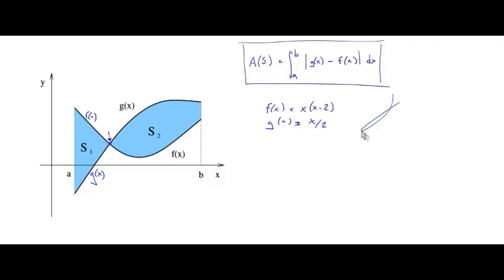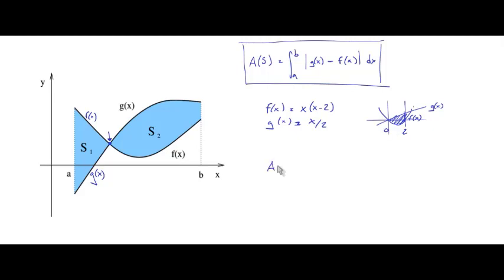Between the interval 0 and 2, what's going on here? This parabola is a positive parabola that does something like this, but between 0 and 2 it is negative. And then x over 2 is something like this. This is 2, this is 0. This is the area that we want. Here it's obvious that g is greater than f for all this interval between 0 and 2.